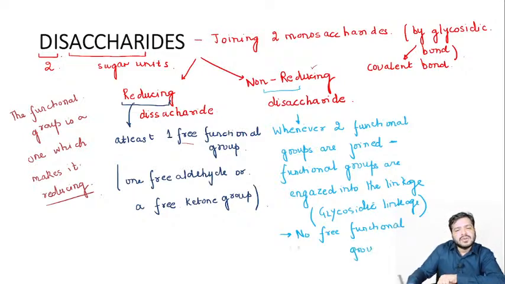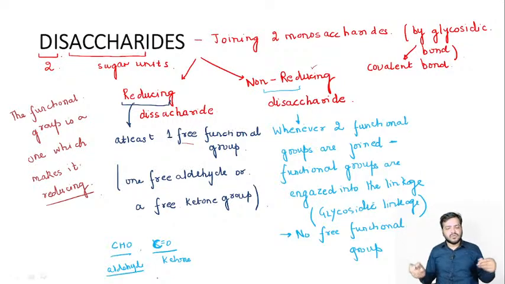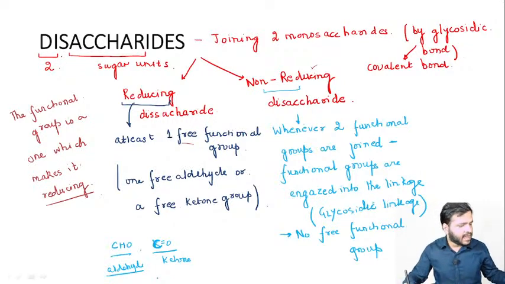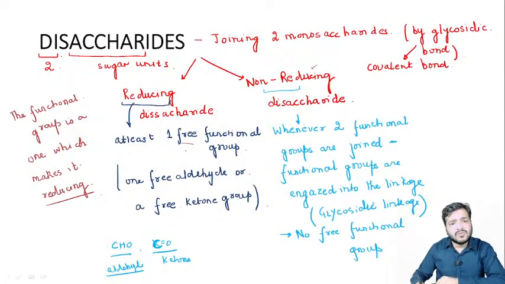Which functional groups are there? I told you only two: one is CHO, and the other is C double bond O, that is the ketone. Now if both the aldehyde and the ketone groups are there, and out of these two anyone is free, it simply indicates that it is a reducing disaccharide, and if both are involved, it is a non-reducing disaccharide. No free functional group. So that is about the disaccharide in general.